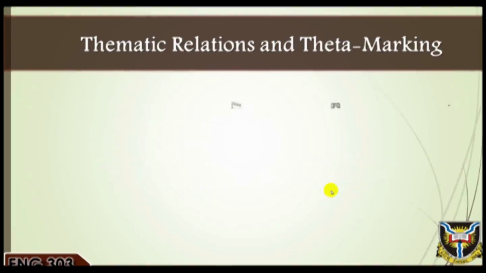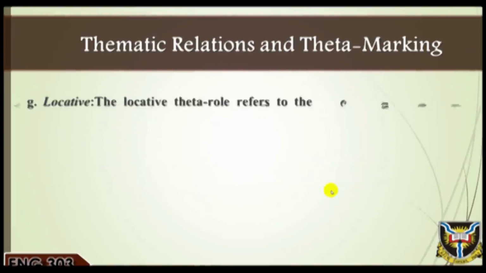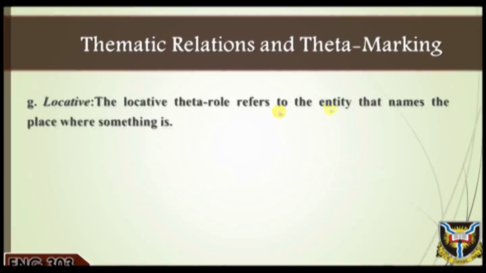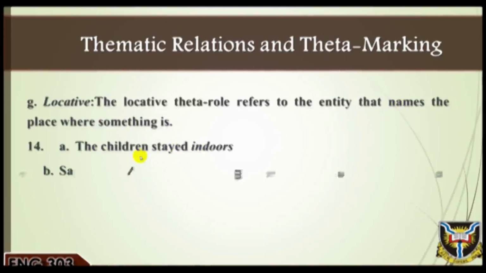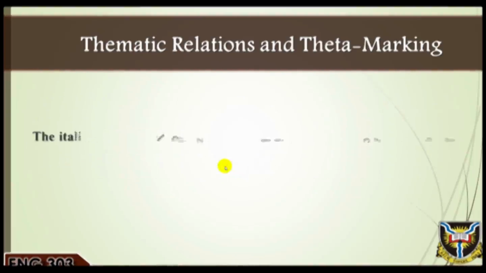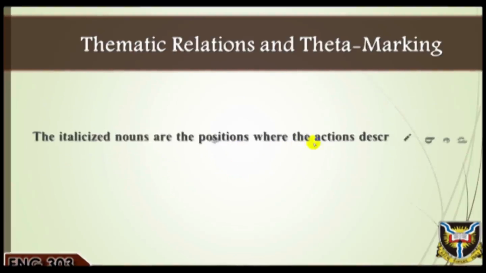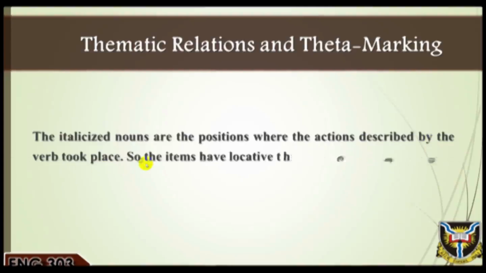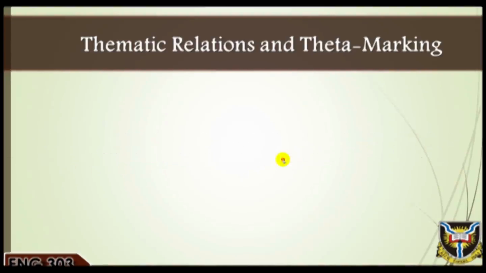G. Locative. The locative theta role refers to the entity that names the place where something is. 14a. The children stayed indoors. B. Salman kept the money in the wardrobe. The italicized nouns are the positions where the actions described by the verb took place. So the items have the locative theta role.